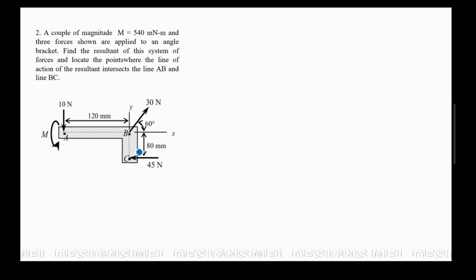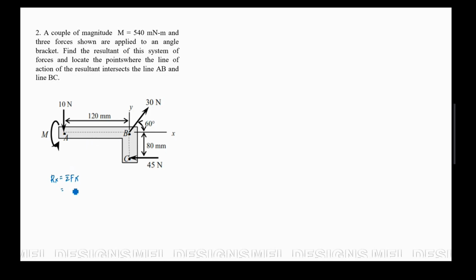Okay. Therefore, our answer here should not exceed 120 mm for the location of the resultant, and of course should not exceed 80 millimeter here. Okay? So our first step here is to determine the resultant forces. Let's start with Rx. So Rx is just the summation of forces along the x-axis. So we have here, this.